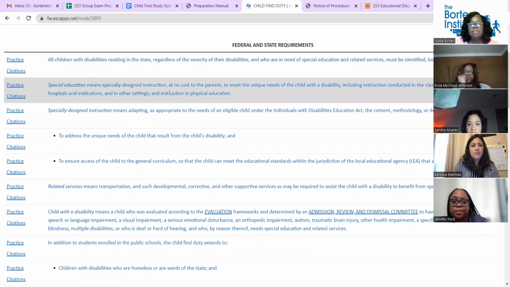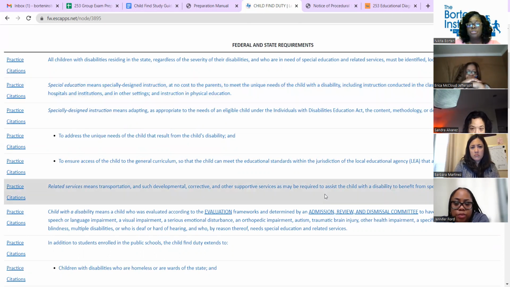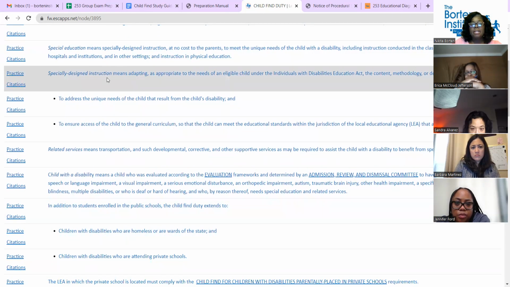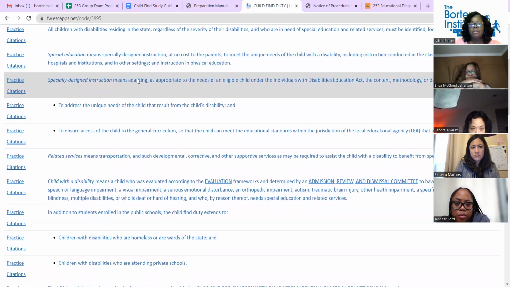Here's what special education means again. Special education means specially designed instruction at no cost to the parent to meet your child's specific and unique needs, including instruction conducted in a classroom, or something in the home that you may need as a parent, even in hospitals or institutions, everything. Instruction and physical education, everything. Specially designed instruction means, what does that even mean?